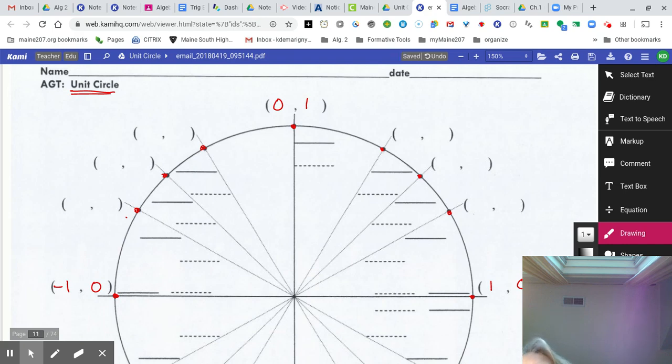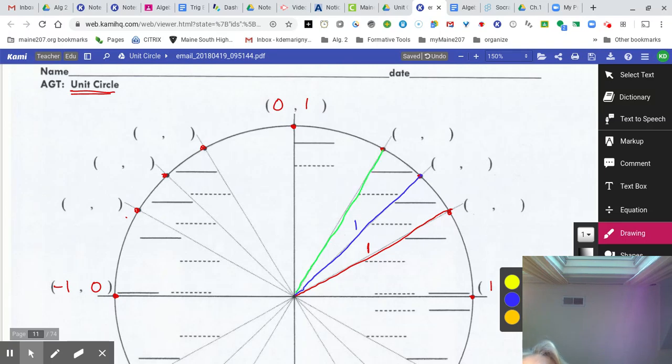So what that means is every one of these, and I'll highlight them for you, has a radius of 1. We'll go with this next one in blue. It has a radius of 1. We'll draw another one. It has a radius of 1. And then let's pick up a green one. This one also has a radius of 1. In other words, the reason it's called a unit circle is every part of this has a radius of 1.